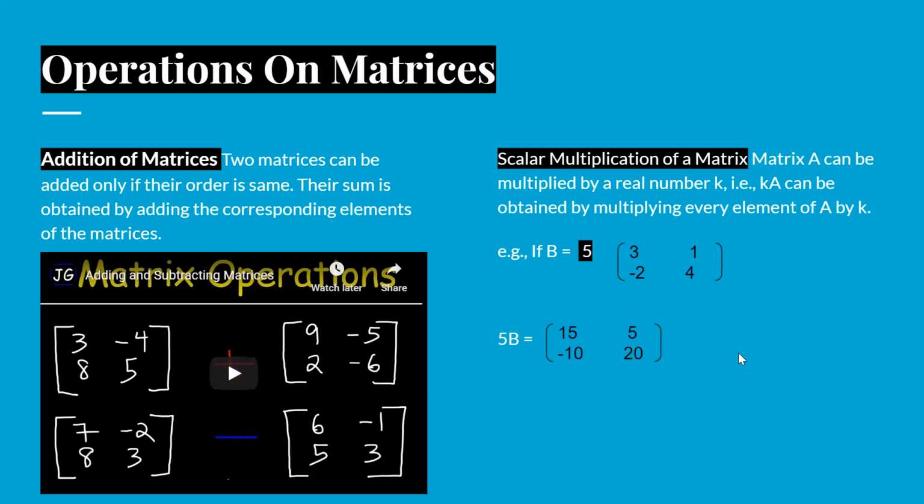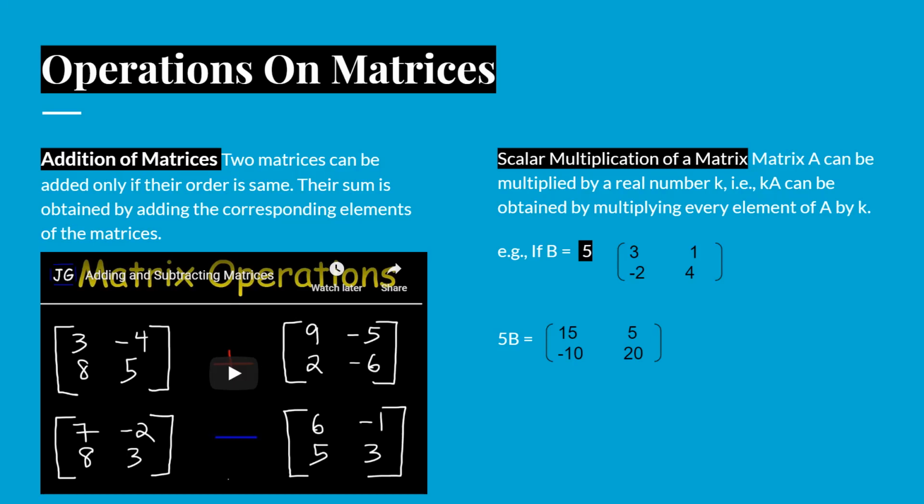Now the next topic is scalar multiplication of a matrix. A matrix A can be multiplied by a real number K, that is, KA can be obtained by multiplying every element of A by K. Suppose a matrix B has 5 written outside and inside the bracket 3, 1, -2 and 4 are the elements.